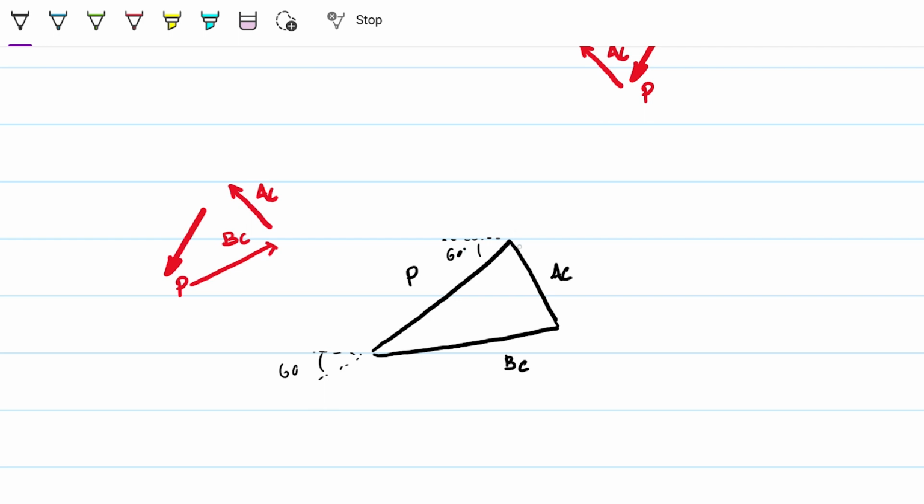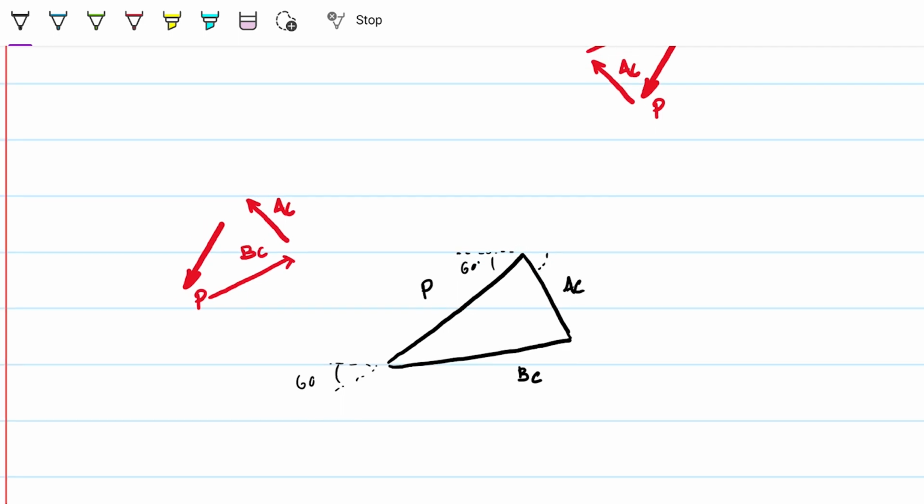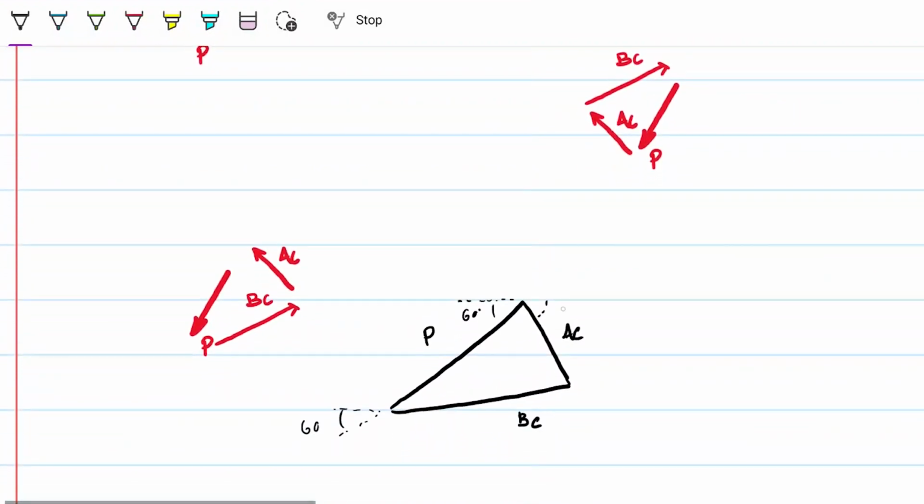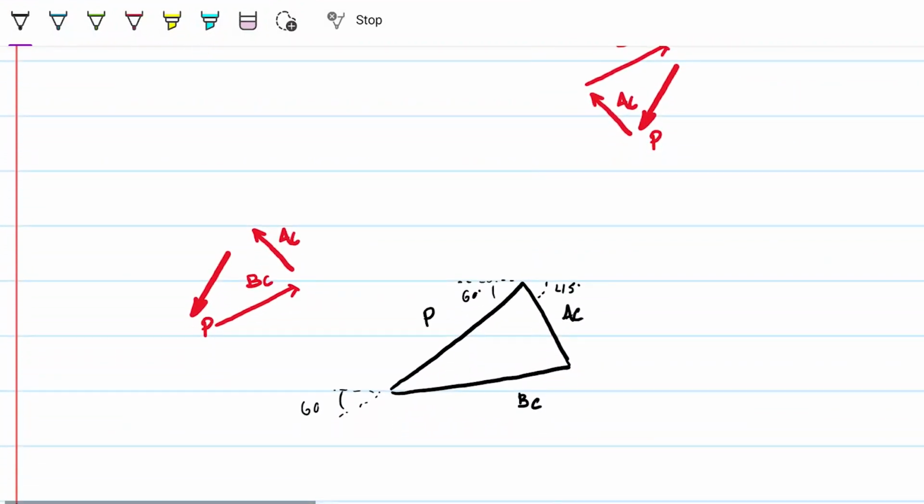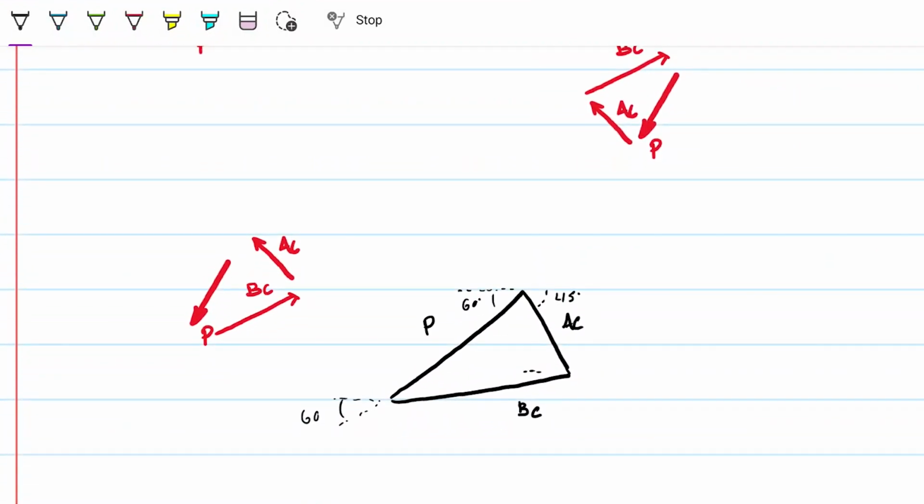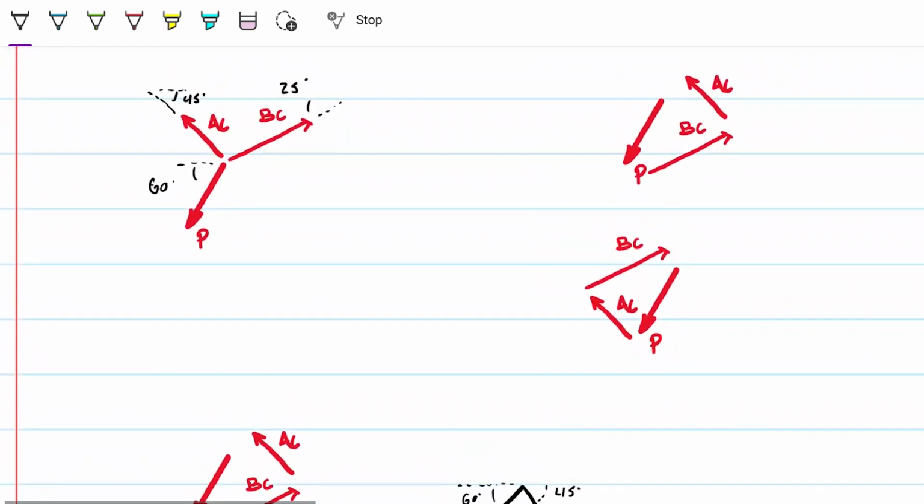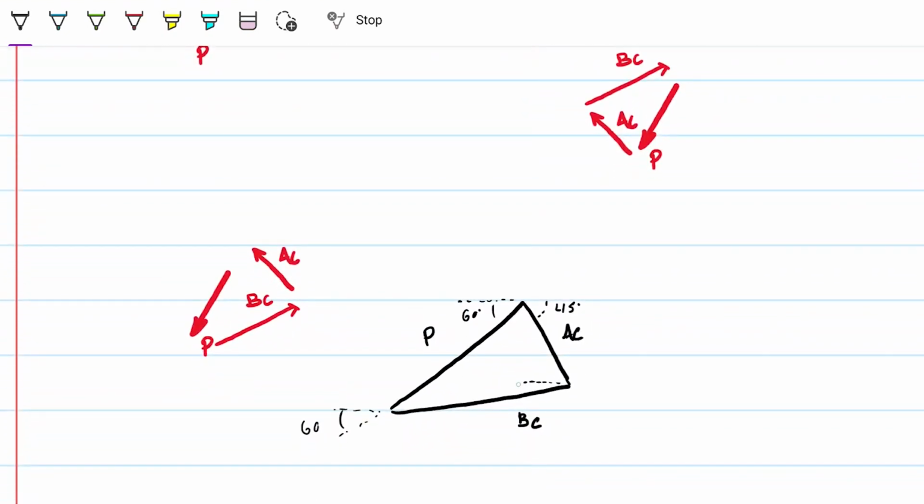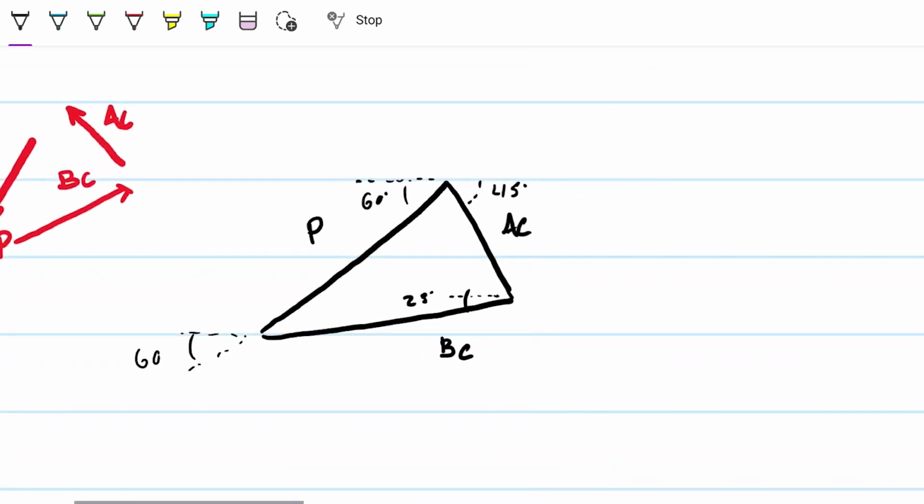We know that AC makes, what's the angle of AC? A 45 degree angle with the horizontal. And we know that BC, this guy here, makes 25 degrees with the horizontal. So right here, we get 25 degrees. Okay, so now all we need to do is just find all the angles for this triangle.